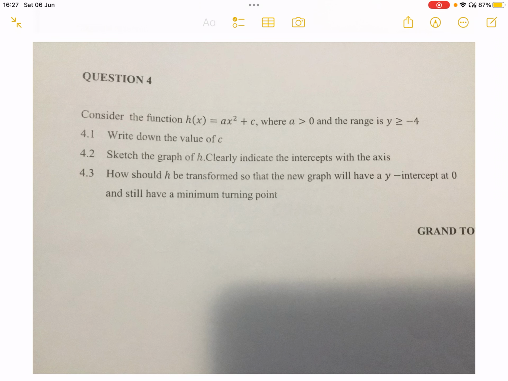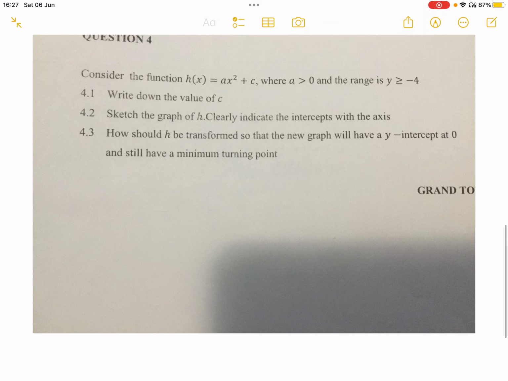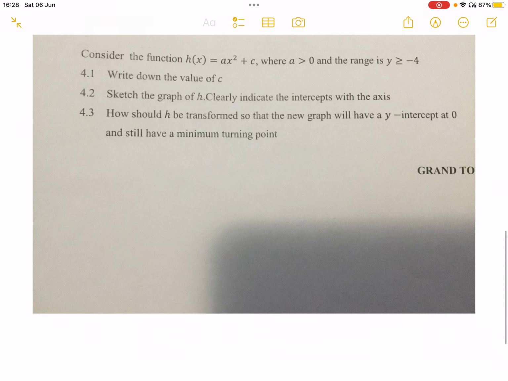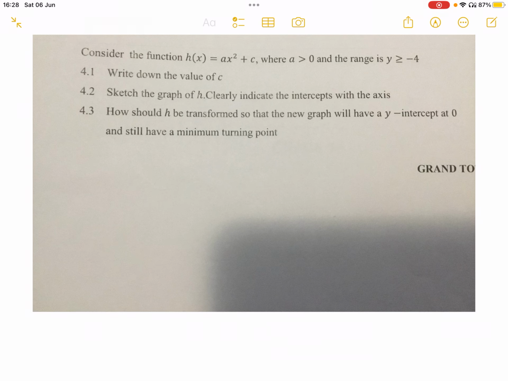Consider the function h of x, which is equals to ax squared plus c, where a is greater than 0 and the range is y greater or equal to -4. Now, basically, they've told you how the graph looks like. And the type of the graph that they're talking about here is a quadratic function. Now, write down the value of c. C would be from the range all the way up.